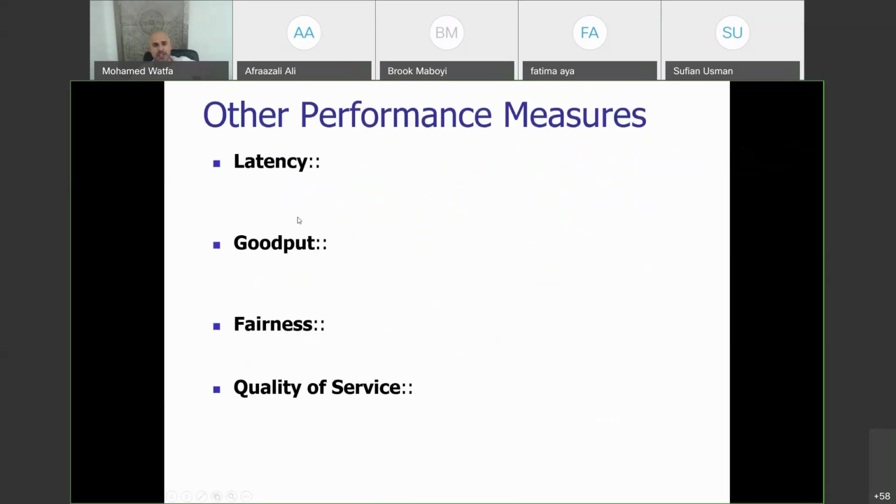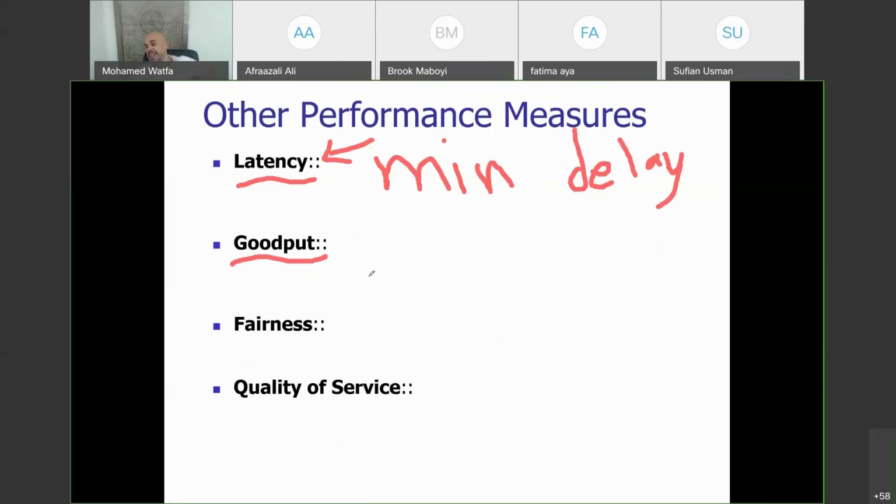Before we get there, we have other measures. Latency is basically the minimum delay. We talked about throughput and bandwidth. We already talked about latency: latency is the minimum achievable delay. Goodput is like throughput, but the difference is that throughput is how many bits you can send, while goodput is how many bits you can receive. This is receiving bits.